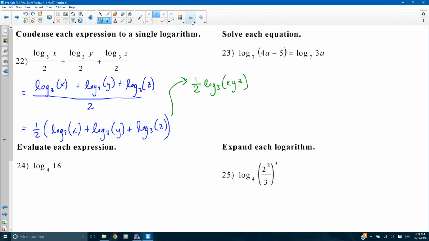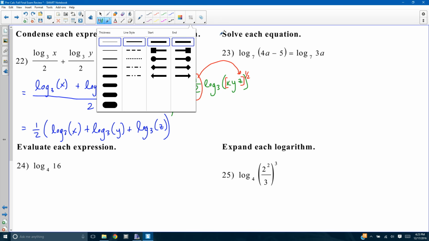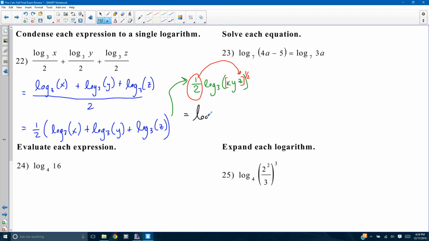Now this 1/2 is going to relocate. I'm going to bring it up into this guy right here, not just for z, but for x, y, and z. So if you raise all three of these to the 1/2 power, what is that equivalent to doing? Well, the answer is it's equivalent to taking the square root of them. So this equals log base 3 of the square root of x times y times z. There you have it. So that's a fully condensed logarithm, taking care of the exponent and everything else. Depends on the order that you do it, but no matter what, you'll be there.